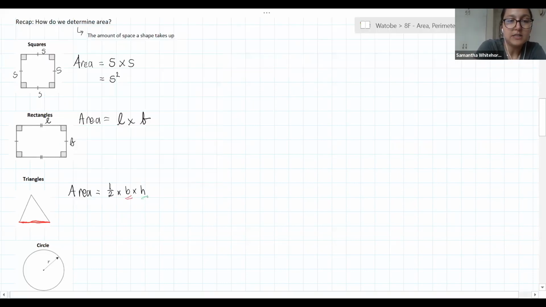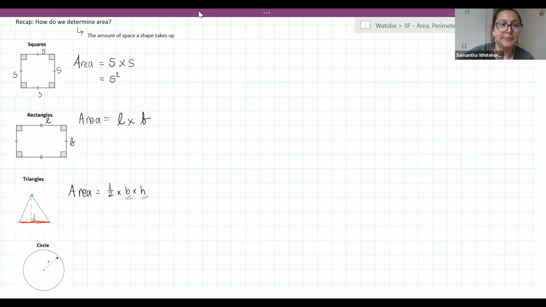So this height of our triangle is going to be the height from the highest or topmost point down perpendicular to the base, so at a right angle to the base. And that is our height. Sometimes we need to work that out using Pythagoras. Sometimes we're given it, but that is essentially the height of our triangle.